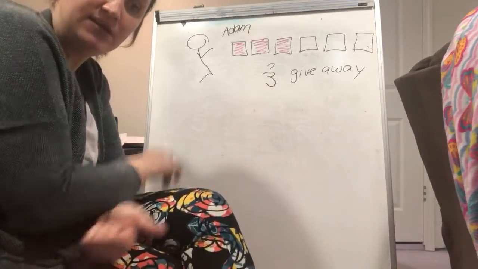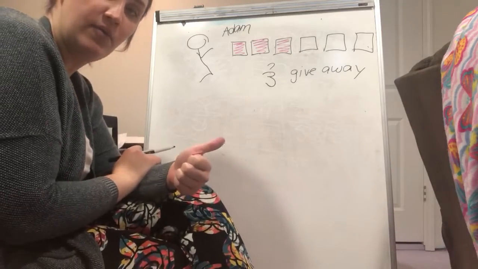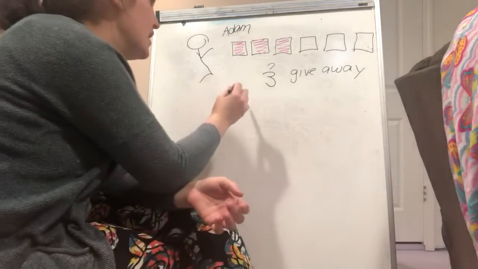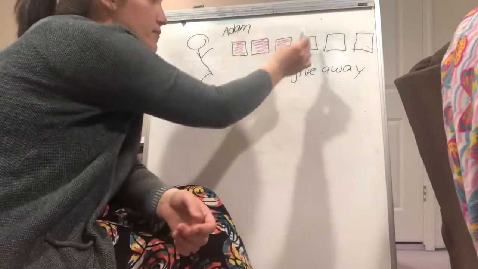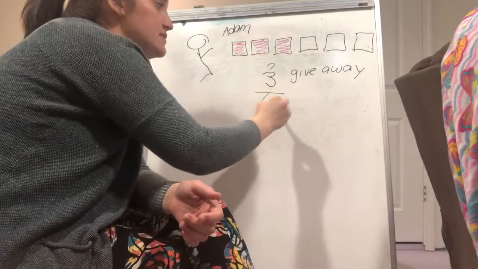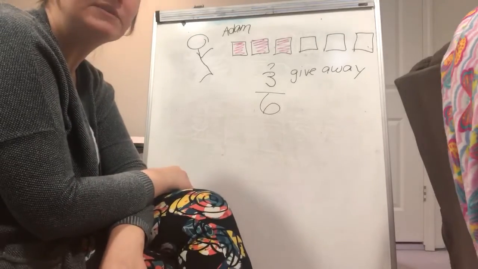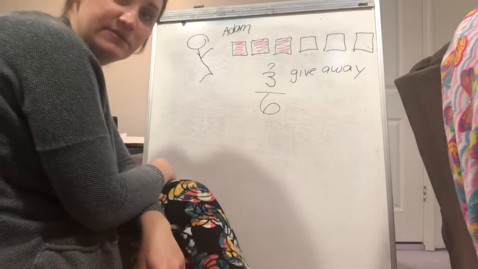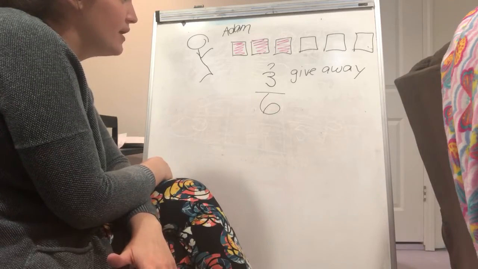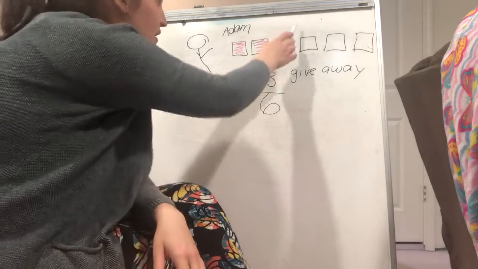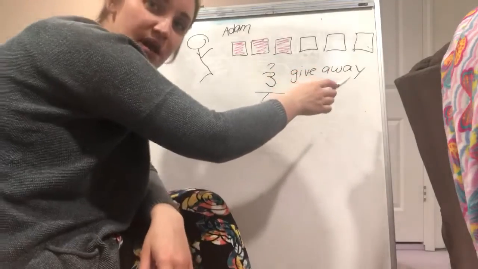Remember, what is shaded is the top number. The bottom number is how many total. He gave 3 away out of 6. When you're looking at this picture, do you see anything else? He gave 3 away and he still has 3. How much is that?